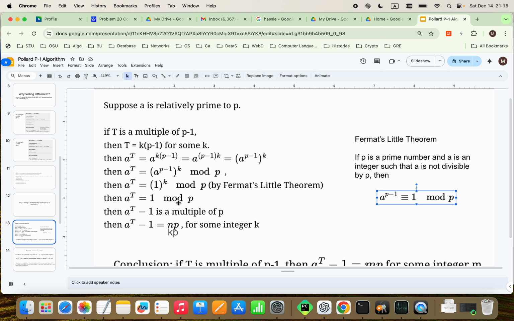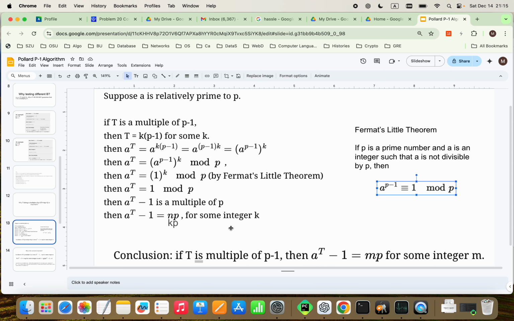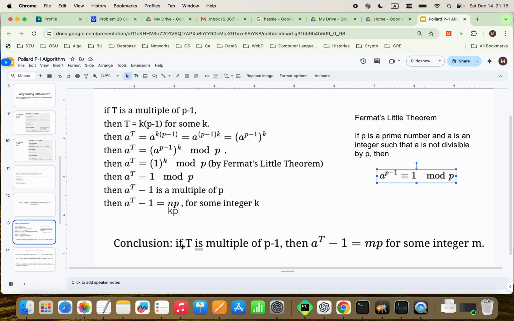So from here we can derive that a to the t minus 1 is a multiple of p. So it means a to the t minus 1 equals kp for some integer k. I made a mistake here. We have proved that if t is a multiple of p minus 1, then a to the t minus 1 is a multiple of p.